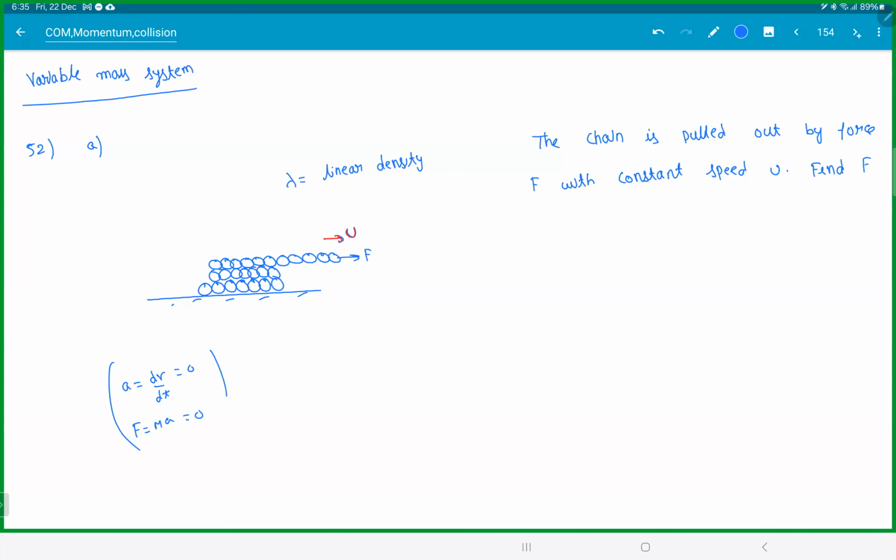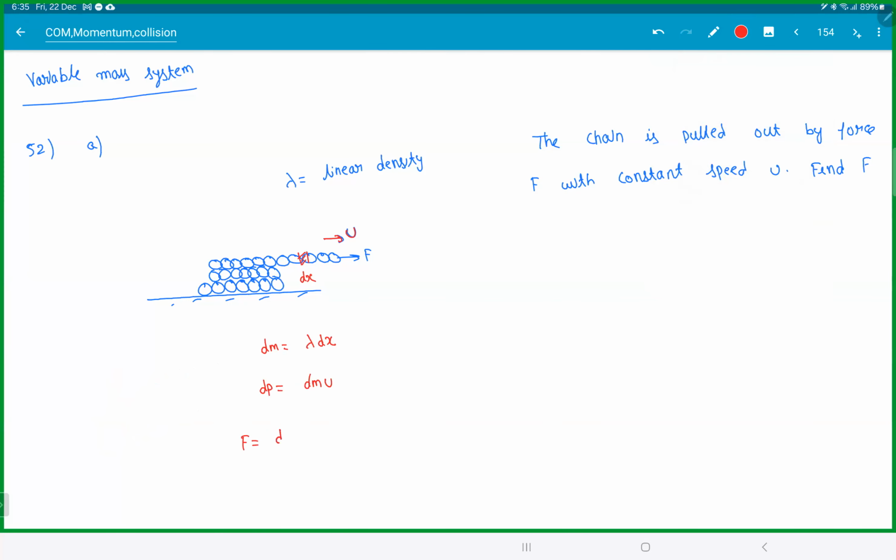Mass is not constant. You can't use F is equal to ma. F is equal to ma is valid only when mass of the system is constant. Here, when you pull the chain out, more and more mass is coming out. Mass is variable. So we can't use this. So how do we do this kind of questions? Take a small piece here, dx. So dm will be lambda into dx.